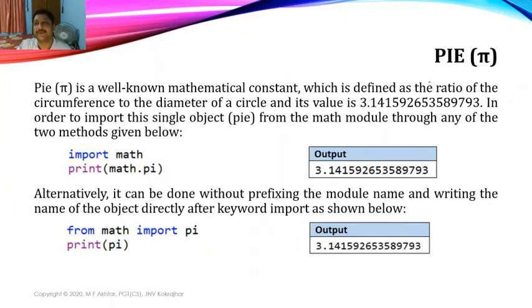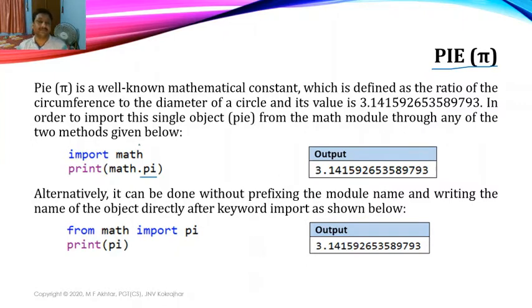First of all, we will learn pi. This is a constant value. Pi is a well-known mathematical constant which is defined as the ratio of the circumference to the diameter of a circle, and its value is 3.141592653589793.